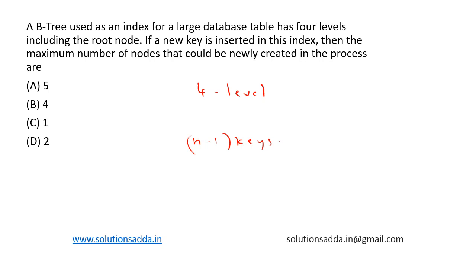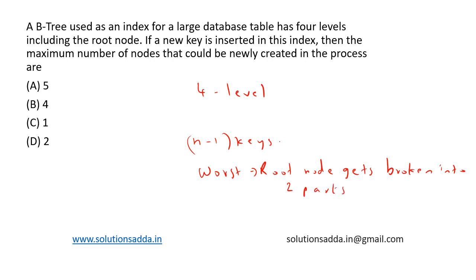The tree has 4 levels here. So if a new key is inserted, then at every level we will be creating a new node. And in the worst case, the root node will also be broken into 2 parts. Worst case scenario, the root node gets broken into 2 parts.